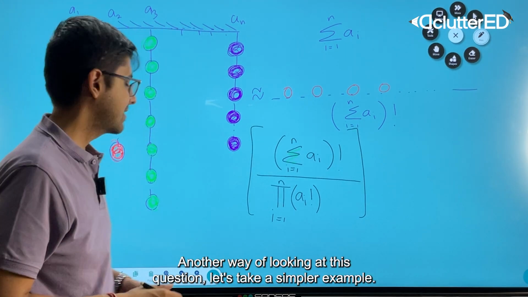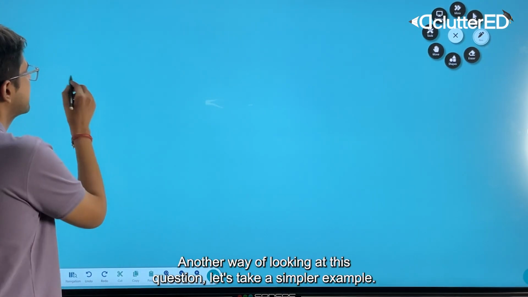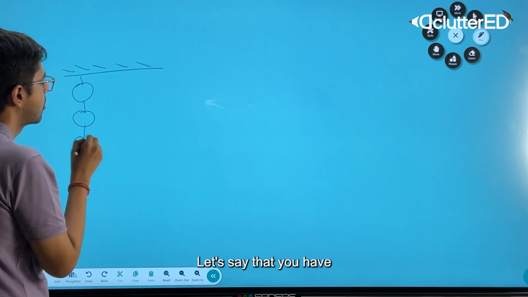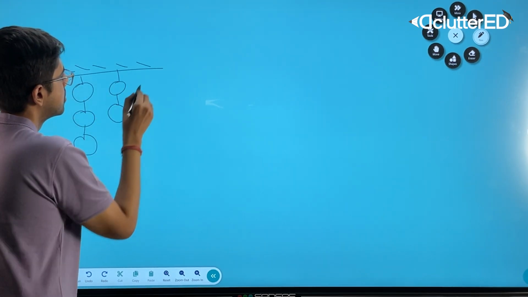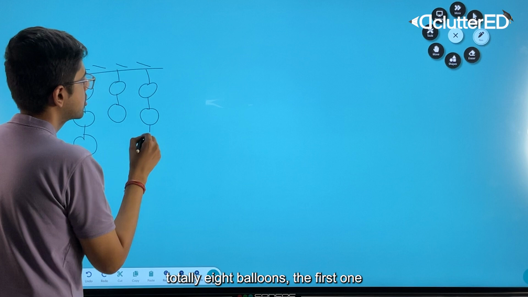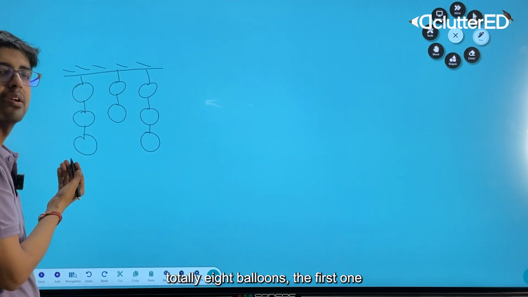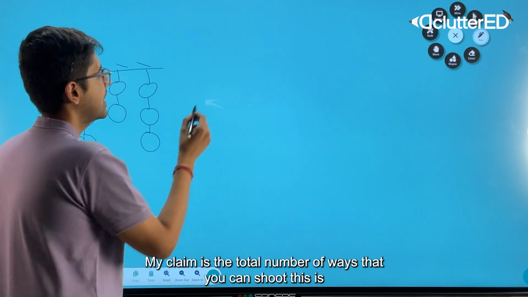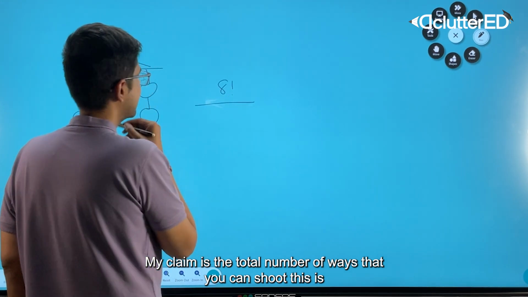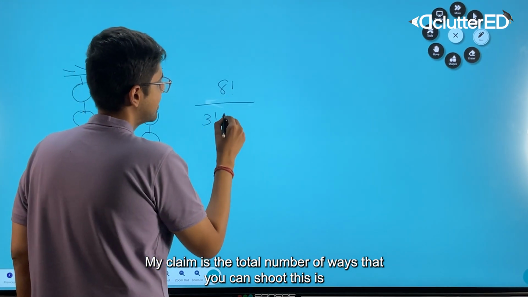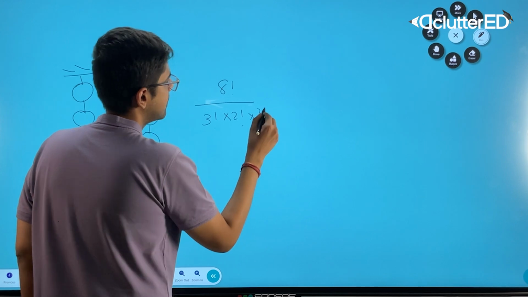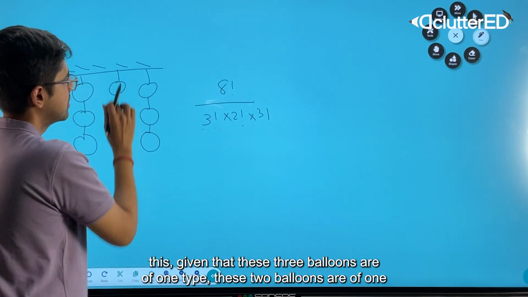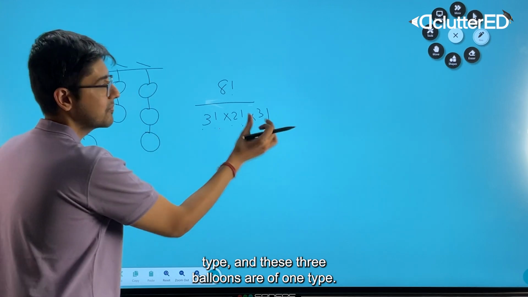Another way of looking at this question, let's take a simpler example, right? Let's say that you have totally 8 balloons, the first one being 3, second one being 2, and the third one being 3. So my claim is the total number of ways that you can shoot this is this, given that these 3 balloons are of one type, these 2 balloons are of one type, and these 3 balloons are of one type.